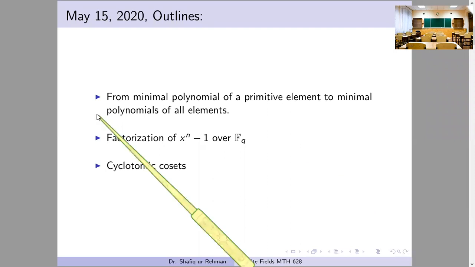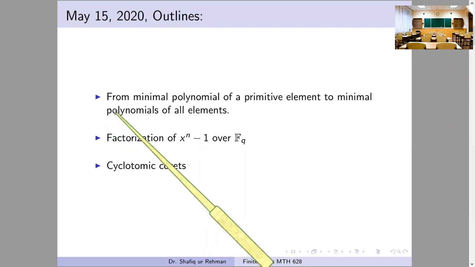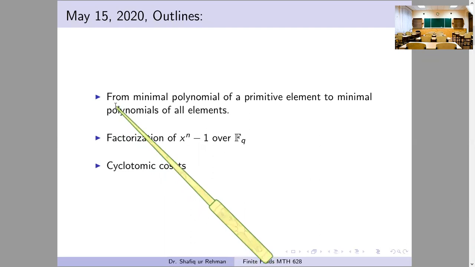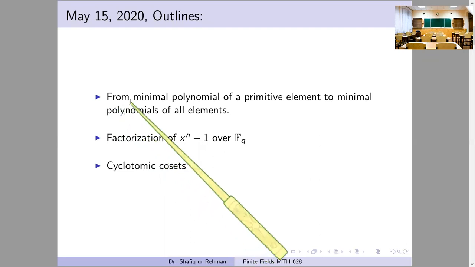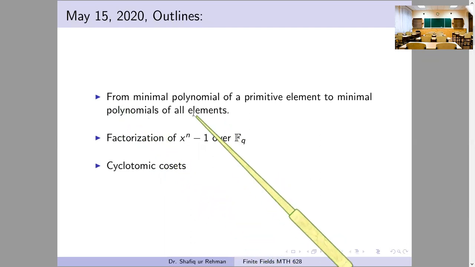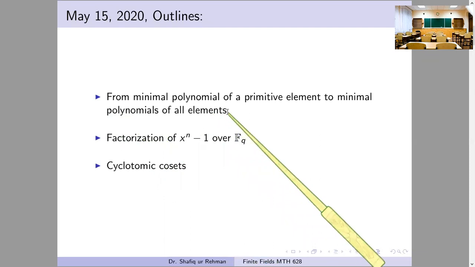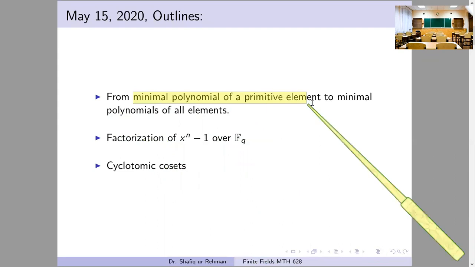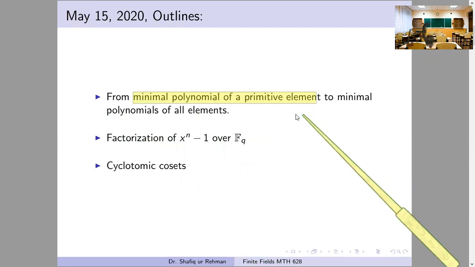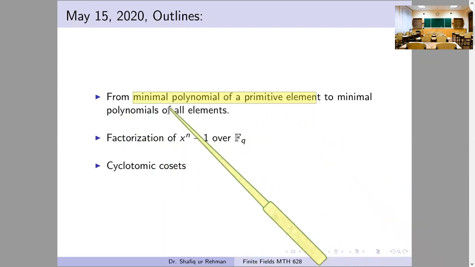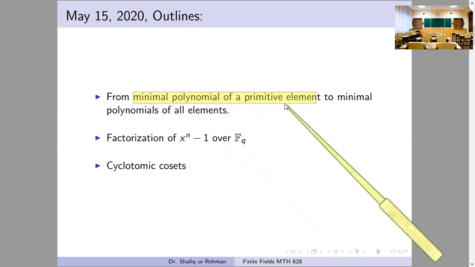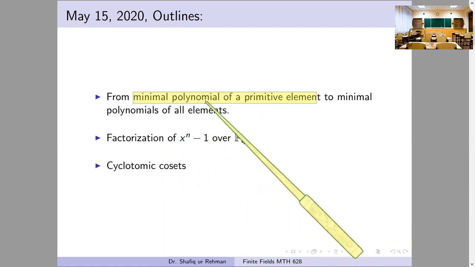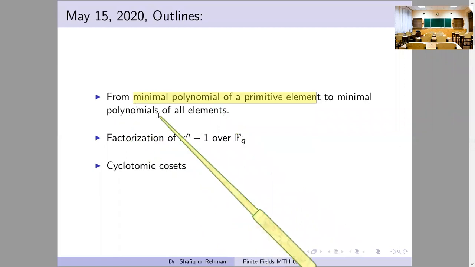These are the outlines of this lesson. In this lesson, first of all, we will learn how to find the minimal polynomial of all the elements of a finite field over some other field by using the minimal polynomial of a primitive element. That is, if we know the minimal polynomial of a primitive element, then by using this minimal polynomial, we can find the minimal polynomial for the other elements.